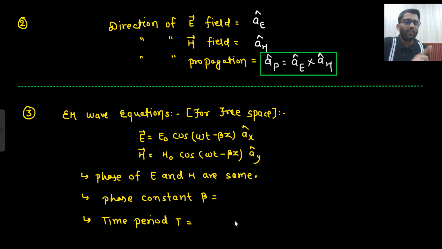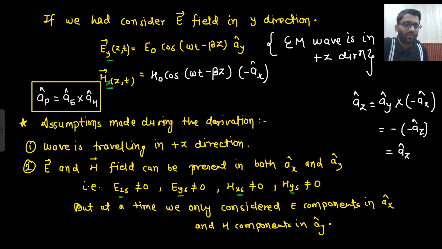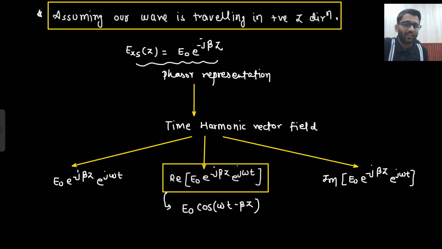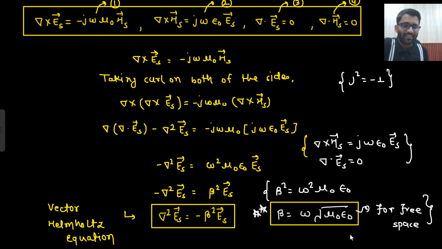Can you tell me the formula of phase constant beta? 2 pi by lambda, that we already know. In the last lecture only we studied it, 2 pi by lambda. But one more formula we got. Where is the formula? Too long derivation. This is the formula: omega root of mu naught epsilon naught.